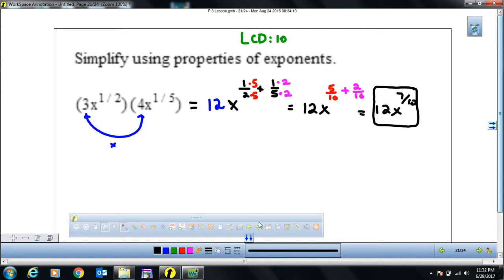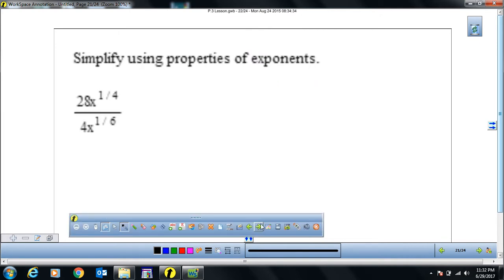Next, now we're going to work on this problem about the quotient rule. This is going to be very similar, but now we're going to apply the quotient rule, which tells me that anytime I have a quotient of two of the same base, then I have to subtract the powers. For these two numbers, we're going to do regular division. So just divide them out. 28 divided by 4 is going to be a 7.